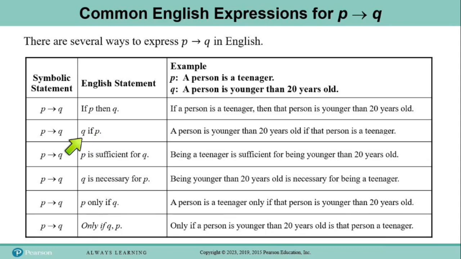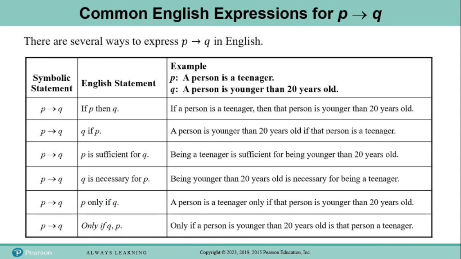When you have Q if P, then when you write that in symbolic form, the order is going to change. When you see it in the English sentence, it's Q if P, but when you write it in symbolic form, it's going to be if P then Q. That happens whenever the word if is all that separates the first statement from the second statement. Q if P gets written if P then Q.